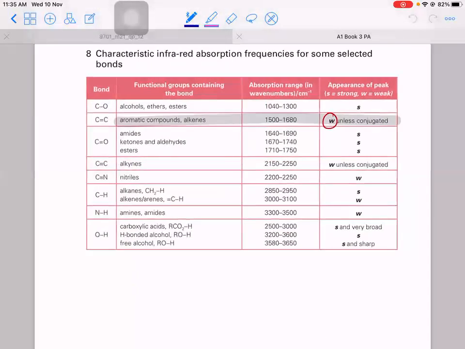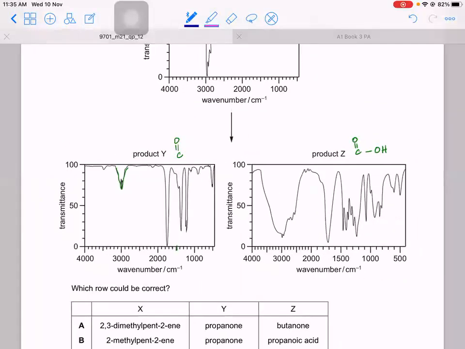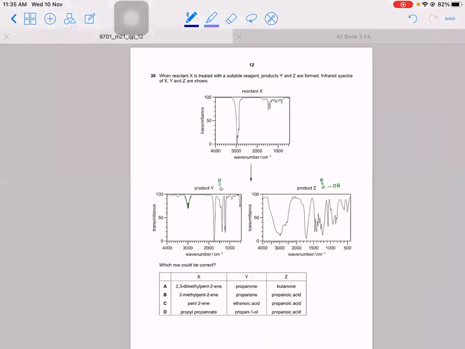So you have a weak peak at roughly 3000. Let's see what that would be. It could be alkenes, because they are alkene arenes right here, 3000. It could be CH also. Yes, so you have these peaks right here. Now they are saying what row could be correct.